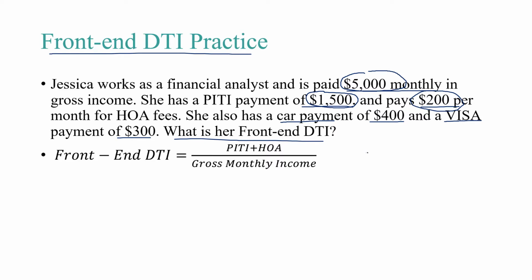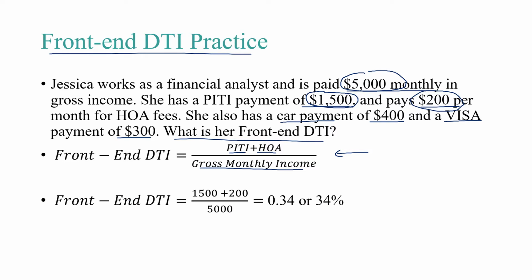So remember, this is the equation for the front-end DTI. It's the PITI plus the HOA fees divided by the gross monthly income. So you want to do this on your own. Pause the video and go ahead and do this calculation. Okay, so here is the answer for this question. It is $1,500 for the PITI payment plus the HOA fees of $200 divided by the gross monthly income of $5,000, which equals 0.34 or 34% for the front-end DTI.